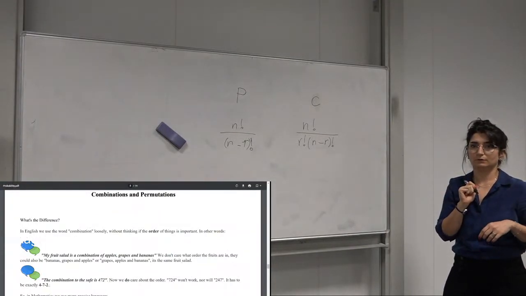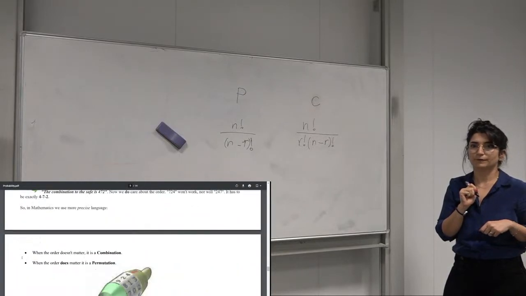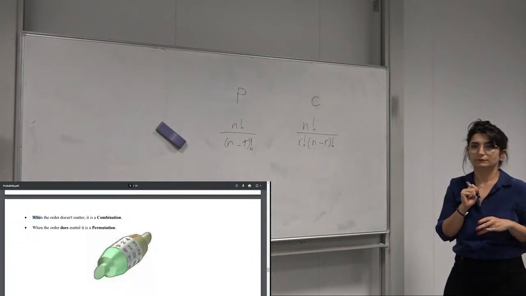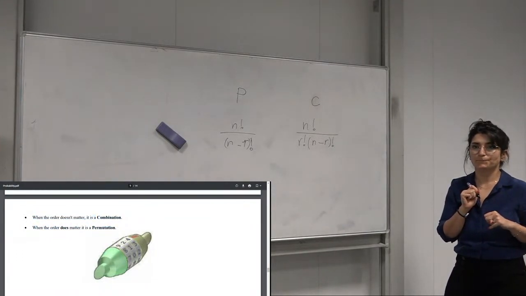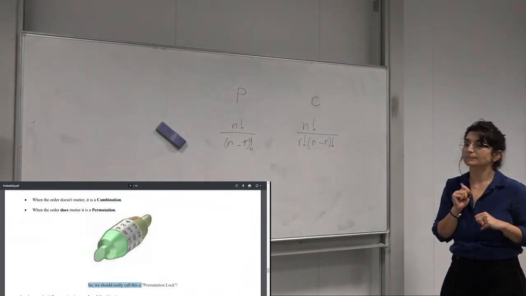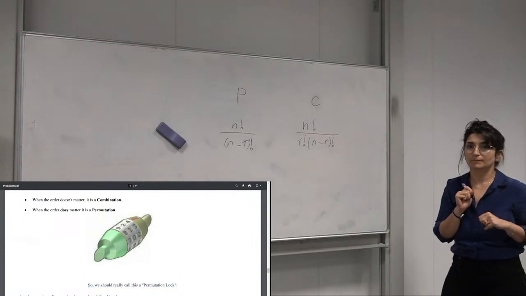So we got permutation and combination. What's the difference? When order doesn't matter, it's combination. When order does matter, it's permutation. And we should really call this permutation lock.